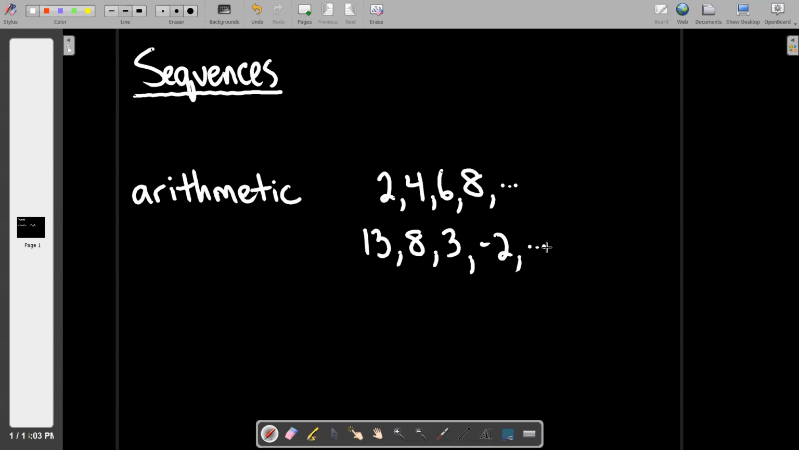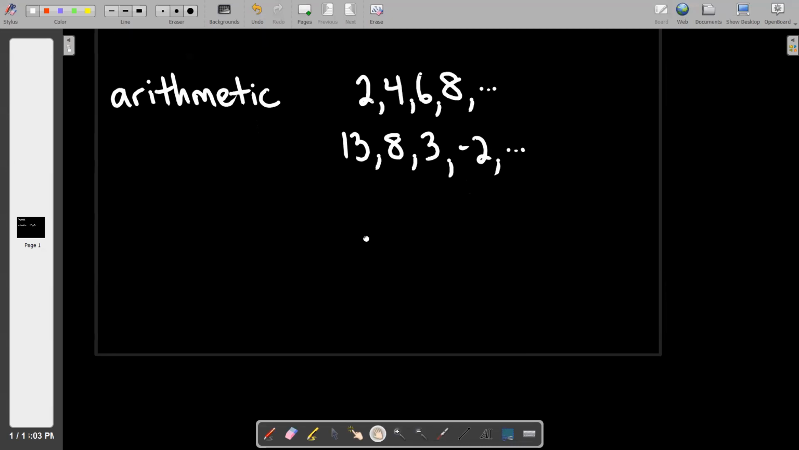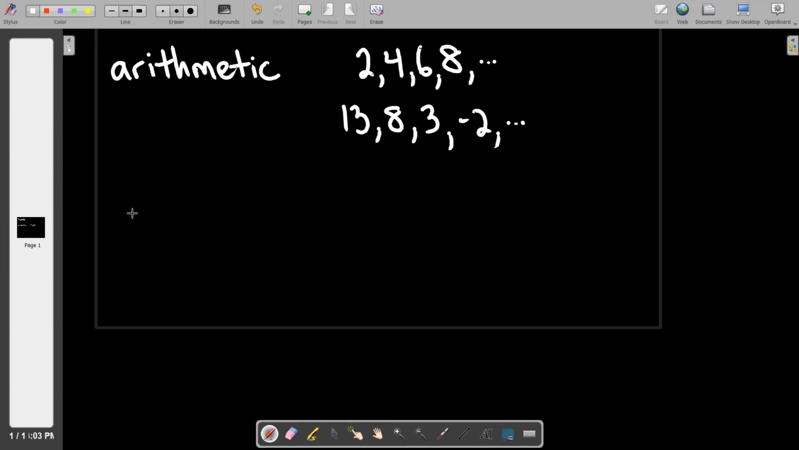So those are examples of what we call arithmetic sequences, and we'll come back to that. There's a lot of meat on the bone today, but I just wanted to show you what it is. So, a very simple arithmetic sequence. The other type of sequence in this class that we're going to talk about is geometric.